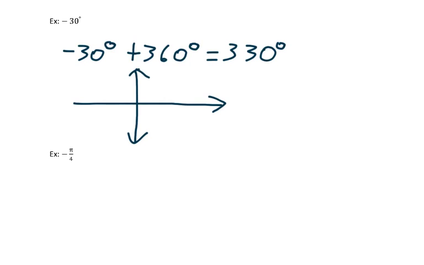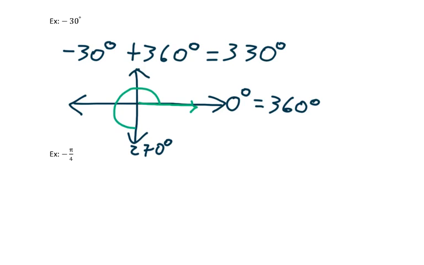Like so. Okay, so what does that look like? Well, it's in standard position, so that's going to be in quadrant 4. How do I know that? Well, because this is 270 degrees, this is 0 degrees, but 0 degrees is coterminal with 360 degrees. In other words, 330 is going to look something like here. So that's what 330 degrees is. It's almost a full rotation, but not quite.